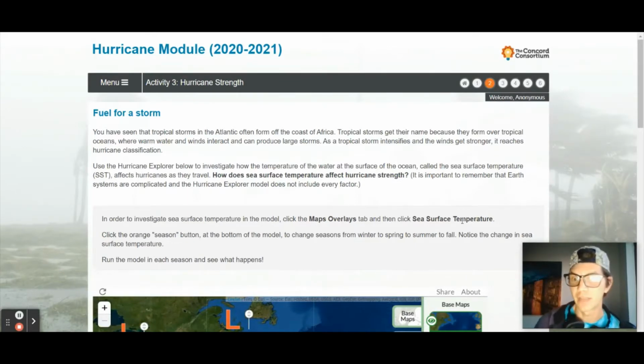temperatures affect hurricane strength. So our instructions here say, in order to investigate the sea surface temperature of the model, click Map Overlays and then Sea Surface Temperature. And we can use the orange season button at the bottom to change the seasons. Notice the change in sea surface temperature. Run the model in each season to see what happens.